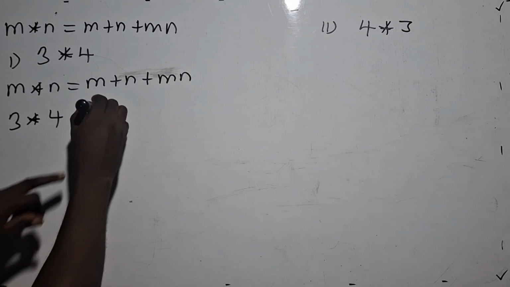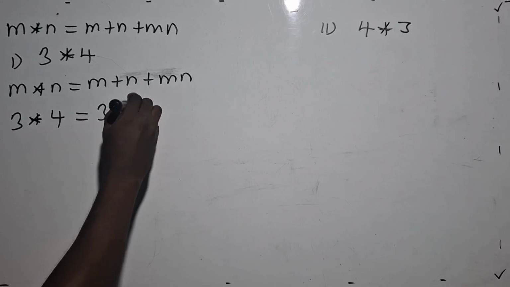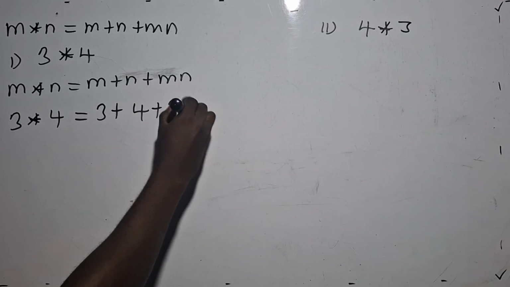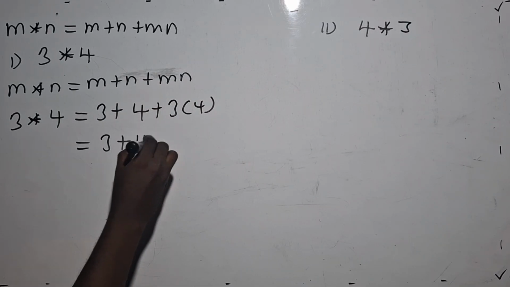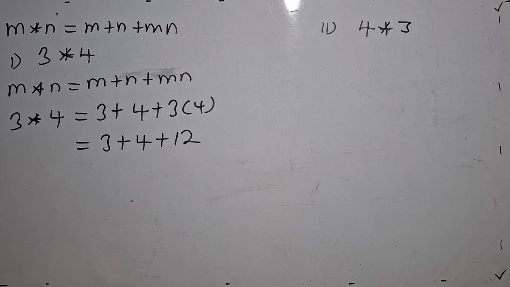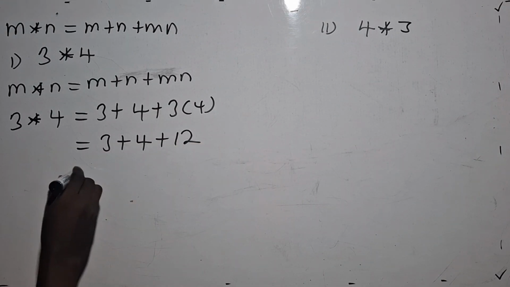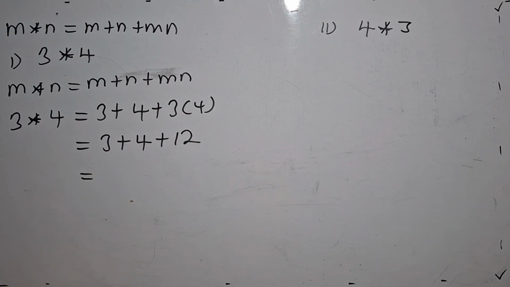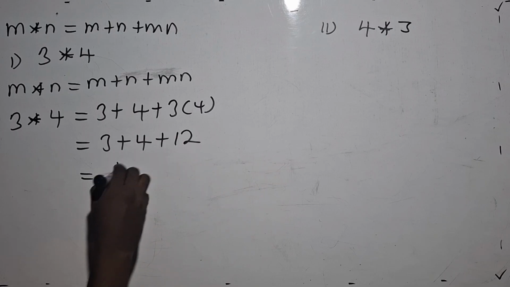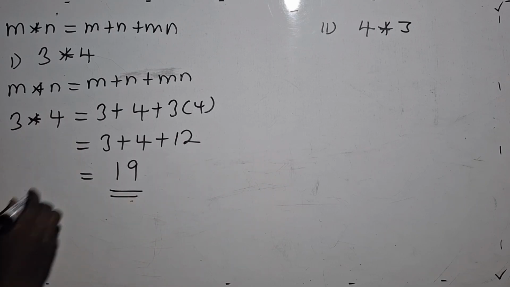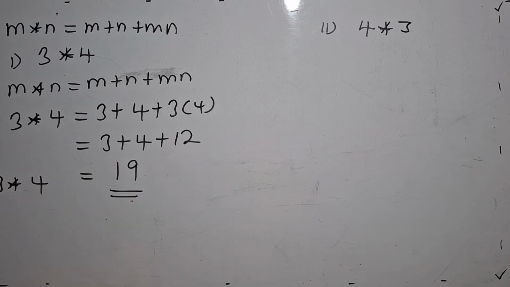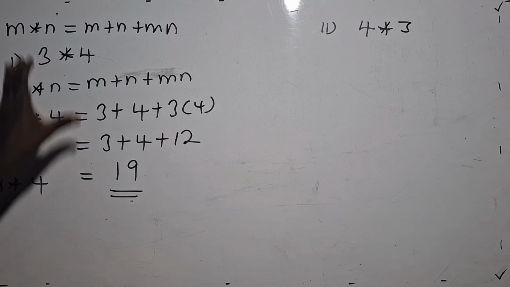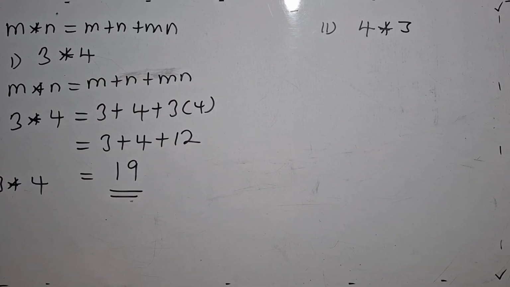So we are going to have 3 plus 4 plus 3 times 4, where the m and n are multiplied together. So this will give us 3 plus 4 plus 12. 3 plus 4 is 7, then plus 12, which is going to give us 19. So with the new rule, 3 operation 4 will give us 19. Simple. So this is how we solve questions like this. So (i) is 3 operation 4.